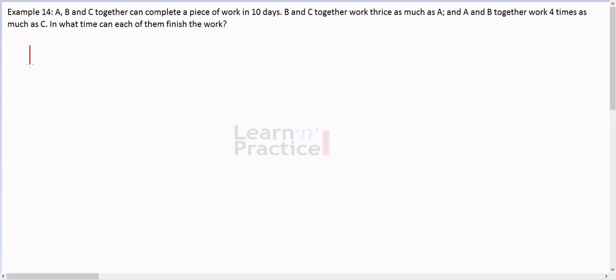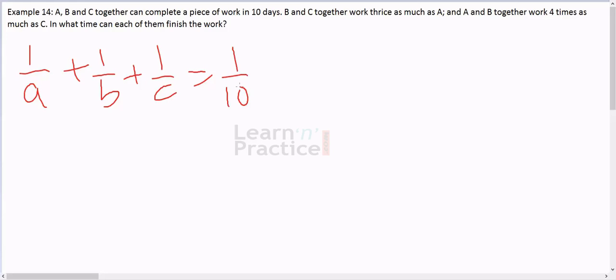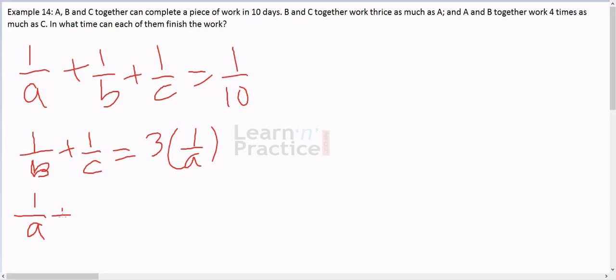Okay. So it's given A, B and C together can complete a piece of work in 10 days. So we can write 1 by A plus 1 by B plus 1 by C, they can complete the work in 10 days. Now B plus C together are thrice as A. A and B together work 4 times as much as C.